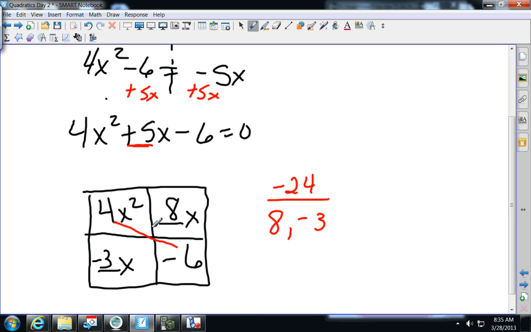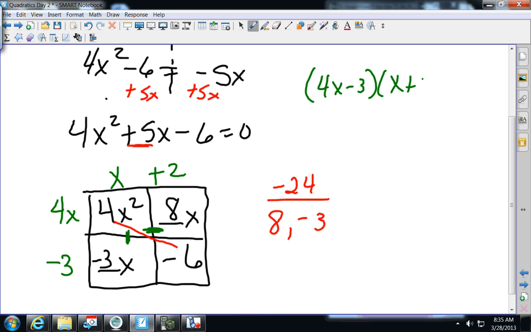Now, out of these two boxes, does 4 go into 8? Does 4 go into 4? Yes. 4 go into 8? Yes. So that means the 4x comes here. Out of these two boxes, the GCF is just an x. So now 4 times what is 8? Plus 2. X times what is negative 3x? Negative 3. So my factors are 4x minus 3 times x plus 2 equals 0.